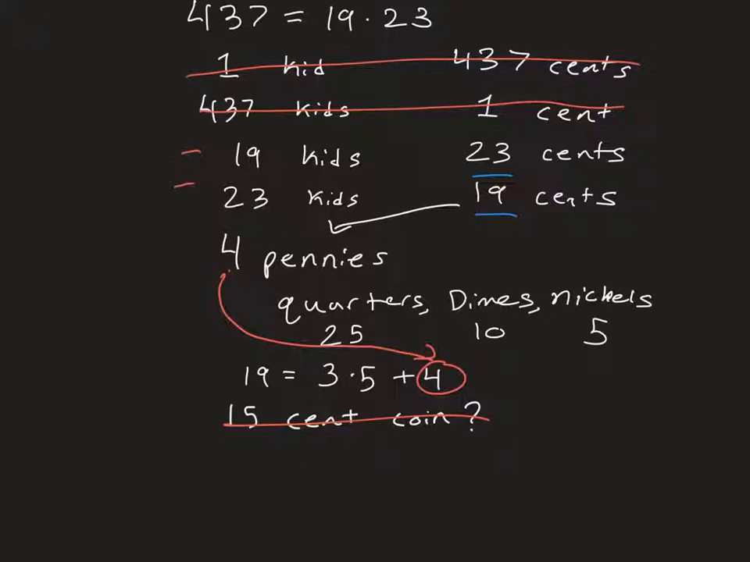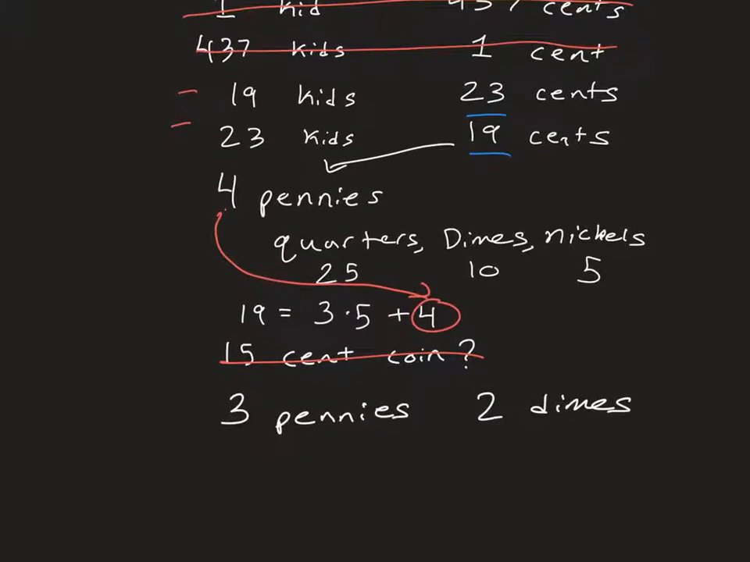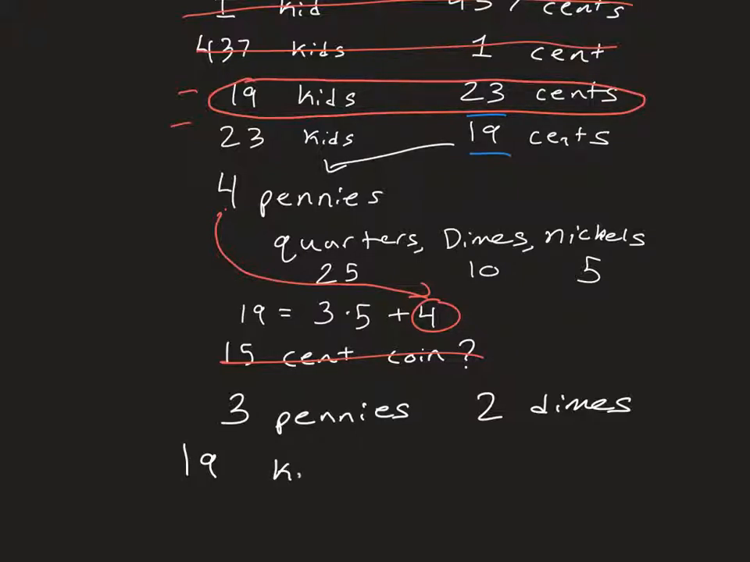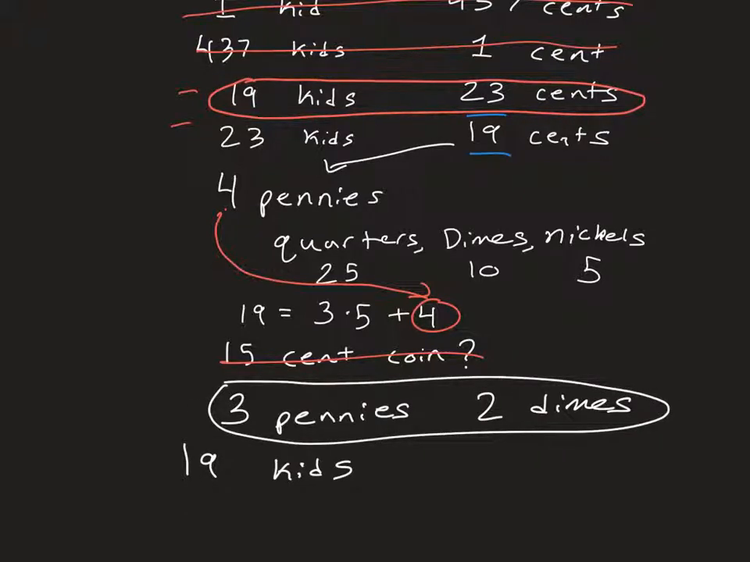And that leaves 23 cents, which indeed you can make using 3 pennies and 2 dimes. So we can look at this case now. That means there were 19 kids that each paid 3 pennies and 2 dimes.